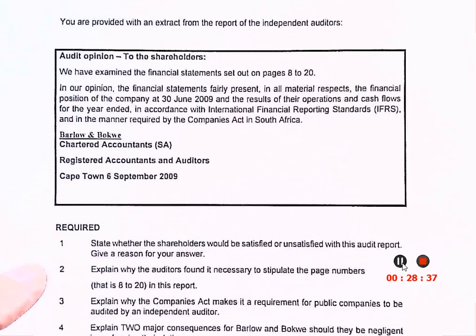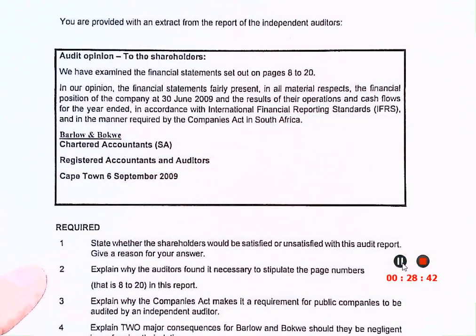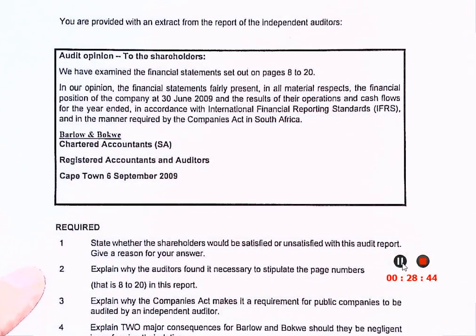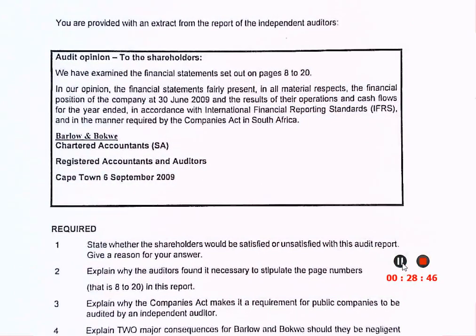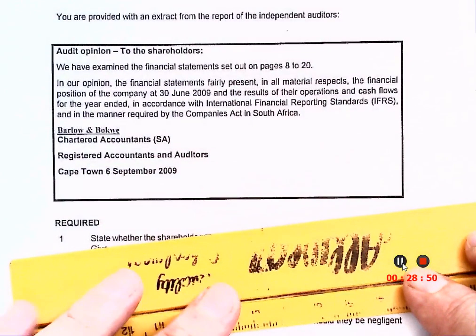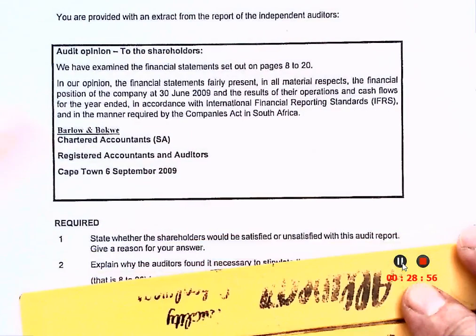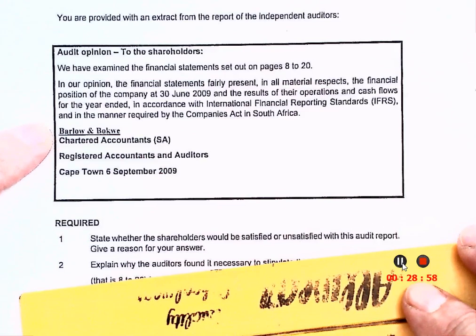So they give you this audit opinion. The first thing you do is you go read, and you see in our opinion, and you go look. Do you see anywhere the word except? No. So then I know this is unqualified. So they might ask you straight what kind of report this is, but most of the times they ask it indirectly, like they did here.